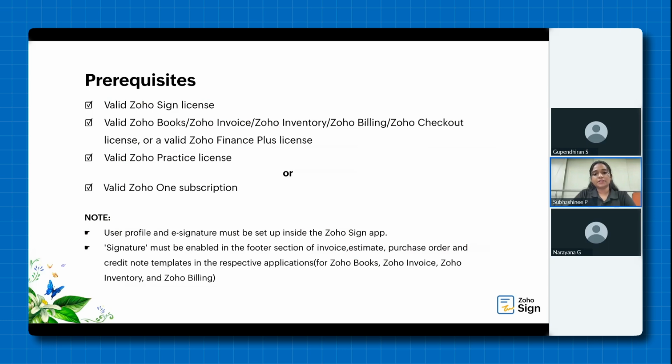To use this integration, you will need a valid Zoho Sign license along with valid licenses of the respective Zoho Finance applications. Alternatively, you must have a valid Zoho One subscription or a Zoho Finance Plus subscription to use Zoho Sign's integration with Zoho Books, Zoho Invoice, Zoho Inventory, Zoho Billing, and Zoho Checkout. And to get started, ensure that you have set up your profile and eSignature in Zoho Sign. Also, enable the signature option in invoice, estimate, purchase order, and credit note templates within the respective applications.